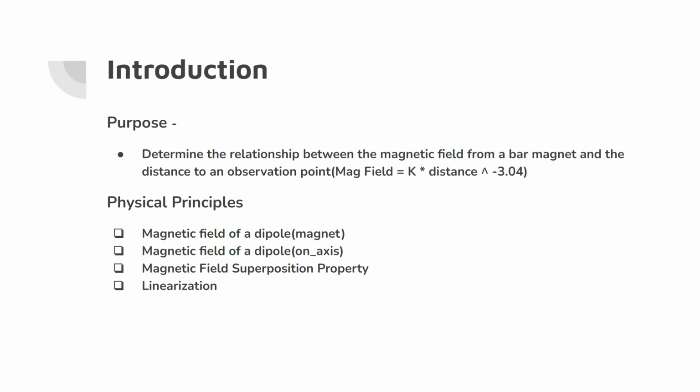Some models and physical principles that we use throughout the lab include the general magnetic field of a dipole, the superposition property, which basically states that at a certain position, different magnetic fields from different sources can be additive or subtractive, and also the concept of linearization, which will be used to determine the value k and the value n.